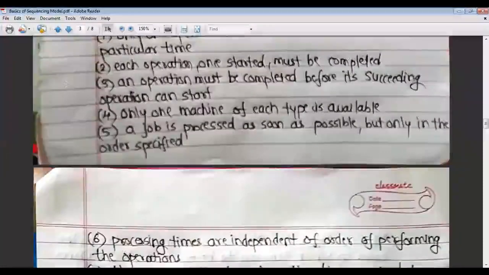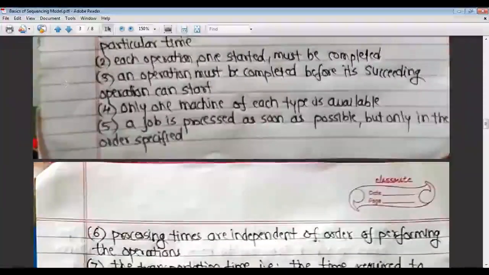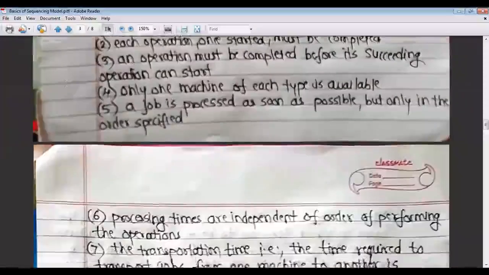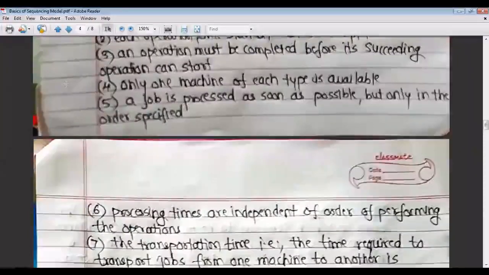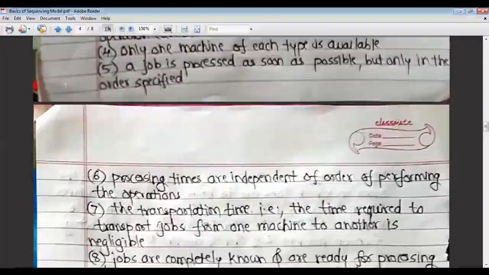Again, indirectly the same thing: the operation must be completed. We cannot keep the job incomplete, or even the operation incomplete. So that is to be understood. Only one machine of each type is available, right? This is the constraint that we have. We do not have 10 machines of the same type. We have only one machine of one type, so we'll have to wait till the process on that machine for a particular job finishes.